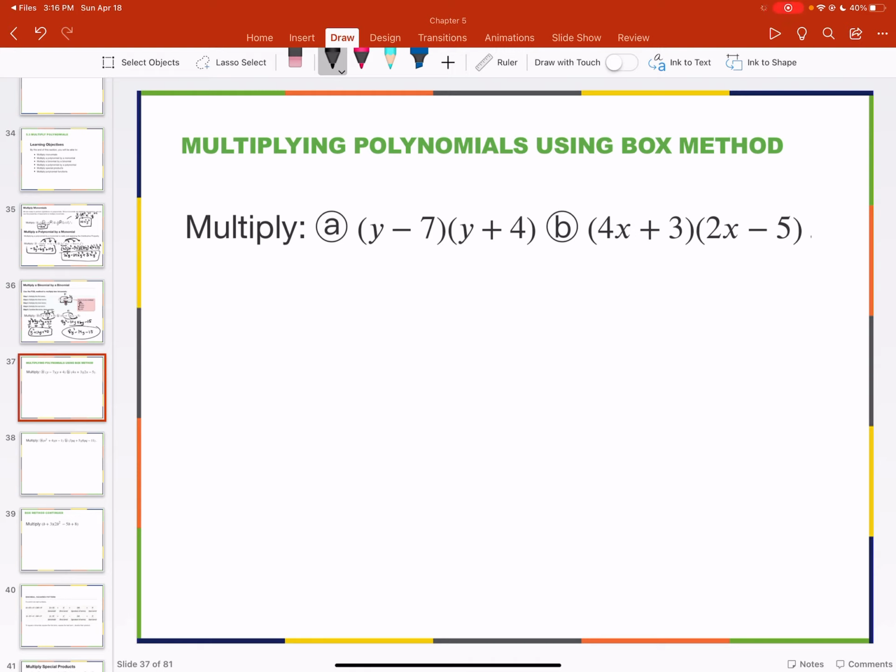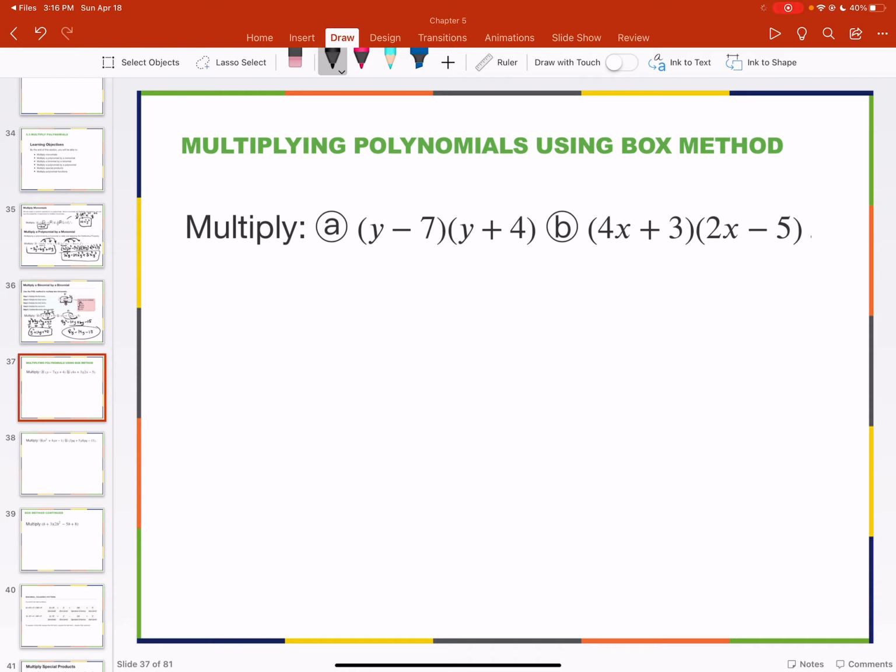And the thing I like about learning this method is that it's not just restricted to binomial times binomial. You can multiply any polynomial by any polynomial using this method, which is called the box method. And you'll see why in a second.